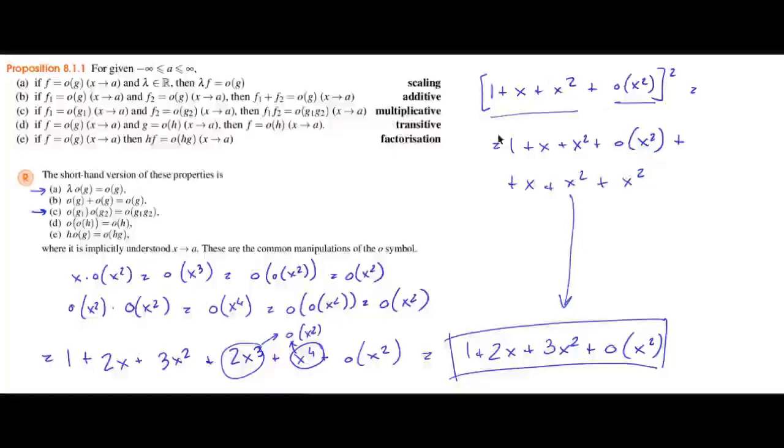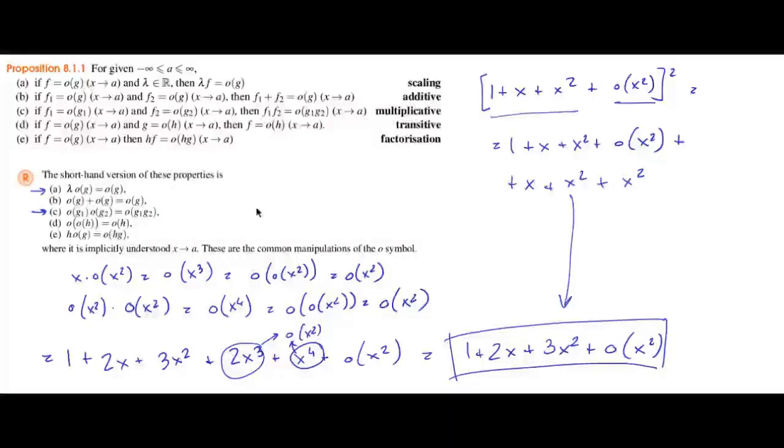So this looks like magic, but fundamentally we've seen these properties, and that's how it works. And as you get more familiar with this, it will become easier for you, right?